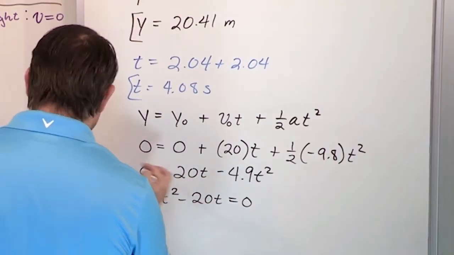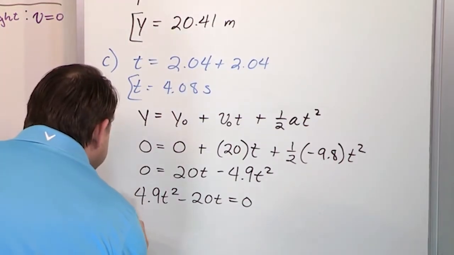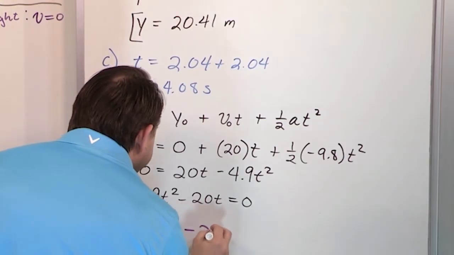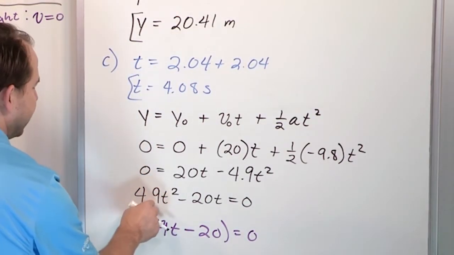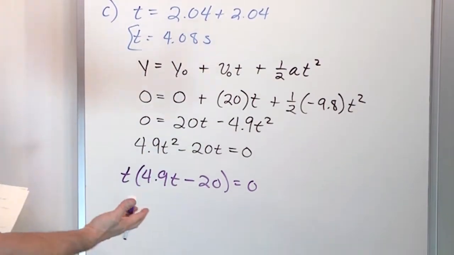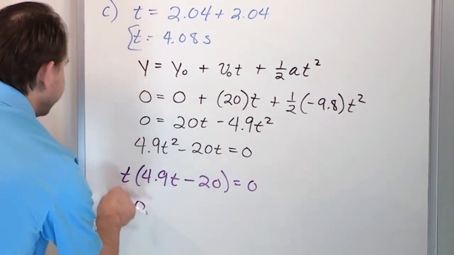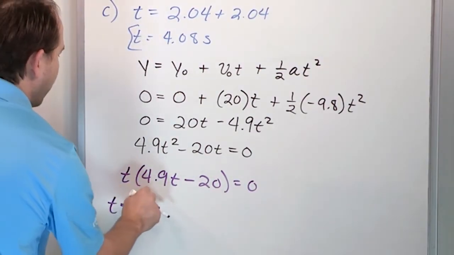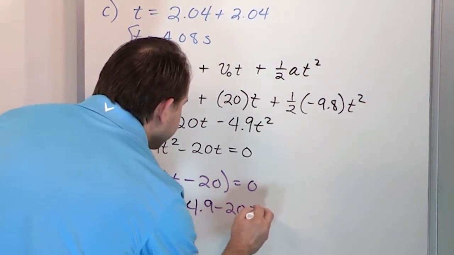But notice you have a t in both terms. So what we can do is factor out a t, and then we'll have t times (4.9 times t minus 20) is equal to 0, right? This times this gives you this. This times this gives you this. Now, when you have it set up like this, there are two solutions. The first one is that t is equal to 0, because you have this times this is equal to 0. So this can be equal to 0, or this guy, the 4.9 t minus 20, can also equal 0.